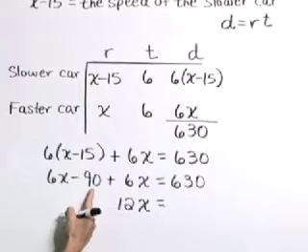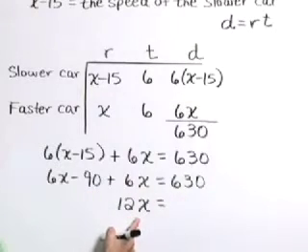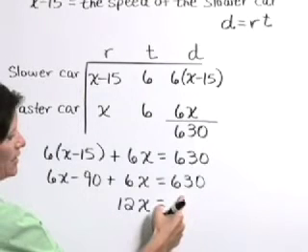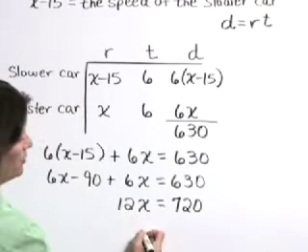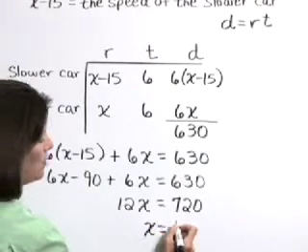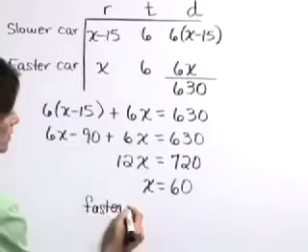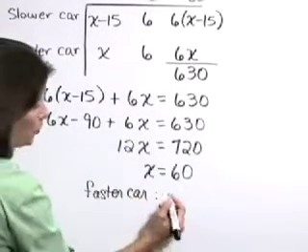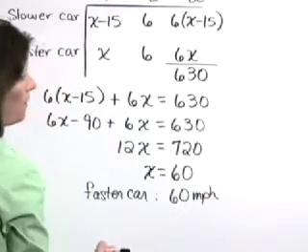And I'm also going to add 90 to both sides so we can isolate this 12x term at the same step. Adding 90 to 630 gives 720. Now divide by 12 to get x is equal to 60. Now recall that we let x represent the speed of the faster car. So let's say then that that faster car has a rate or speed of 60 miles per hour.